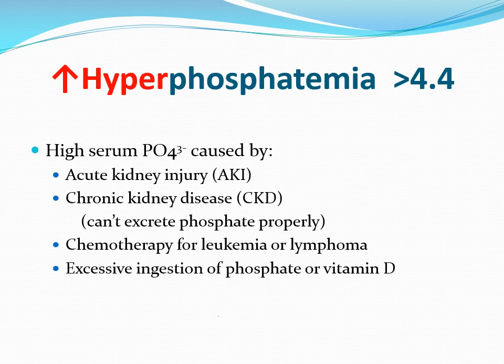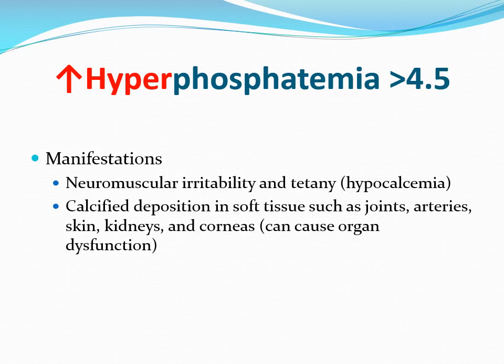Hyperphosphatemia is usually caused by acute kidney injury, chronic kidney disease, chemotherapy, and excess ingestion of phosphate or vitamin D. Manifestations are usually neuromuscular irritability and tetany. That is due to the hypocalcemia. Think of the reverse. Calcified deposits in soft tissue such as joints, arteries, skin, kidneys, and corneas. So this can cause further organ dysfunction in other areas.